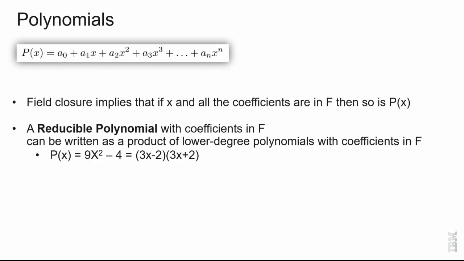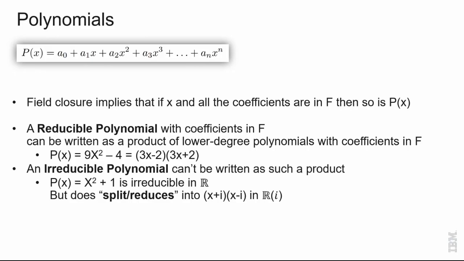There's this definition of a reducible polynomial. Some polynomials, like the one shown here, can be decomposed, reduced, or split, there are several terms for this, into a product of lower degree polynomials. In this case, the polynomial is degree 2. It's 9x squared minus 4. We can break it up into a product of two polynomials, each of degree 1. Not all polynomials can be broken up in this way.